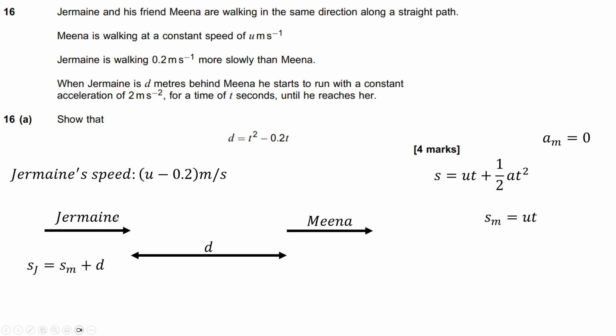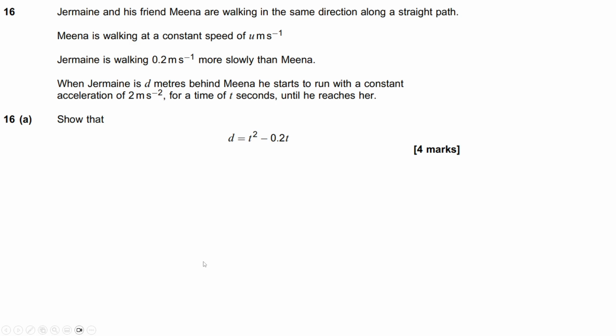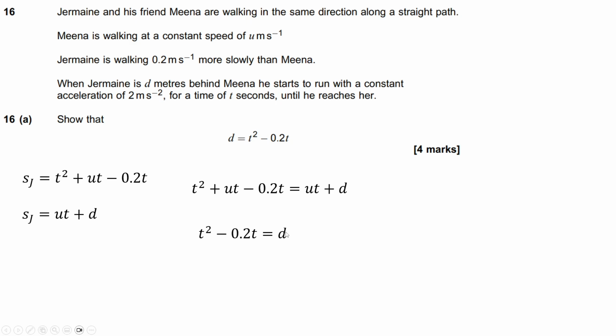We'll do the exact same thing, but now for Jermaine using his speed. His acceleration is 2, and then half of 2 is just 1, so this is just t squared. Distribute the t to get that, and then plug this into there. You can make them equal to each other, because sj equals ut plus d. These two are equal, so you can now equate them together. The ut's cancel, and that's it. You can just swap it around to get it looking like that.